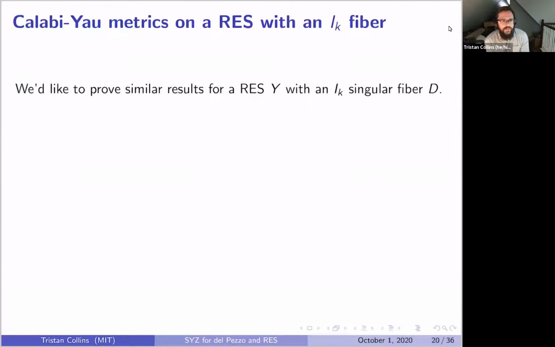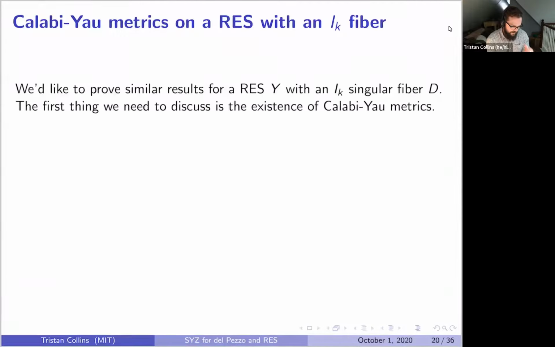So now let me talk about the newer results, which are focused on the rational elliptic side of the story. Ideally, we'd like to prove similar results for a rational elliptic surface with an I_K singular fiber. I'd like to discuss that, but the first thing I need to do is tell you what the Calabi-Yau metrics are supposed to look like.